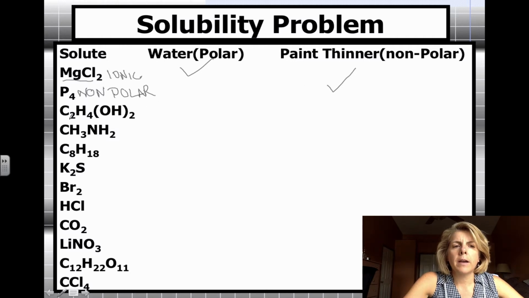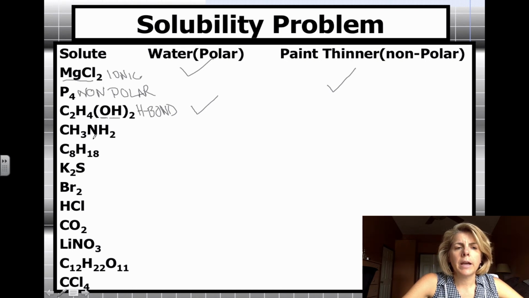Okay, so here we have an interesting compound. We have C2H4(OH)2. Now, because there's oxygen and hydrogen, what type of attraction would it have? Okay, hopefully you said H bonding. Notice it's not a chemical bond. So it should dissolve in water.